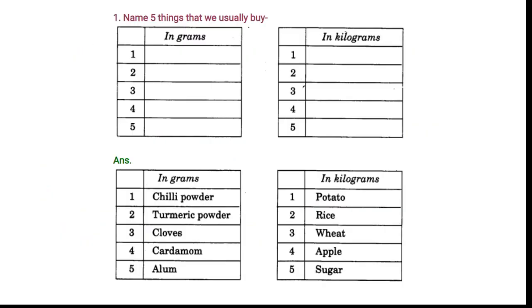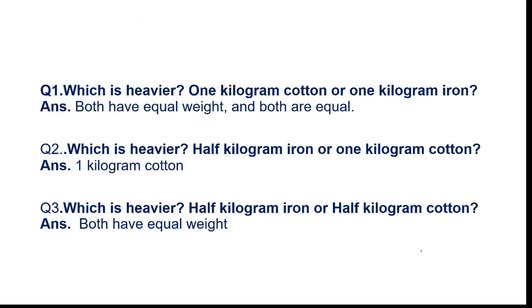Now name 5 things that we usually buy in grams and in kilograms. So children, you all know the things like spices, chili powder, all these we buy in grams, and the things like potato, rice, wheat, apple, sugar we buy in kilograms. So here you can see chili powder, turmeric powder, cloves, cardamom, alum. We use all these things in very small amounts. So here we will use gram and here we will use kg because potato, rice, wheat, apple, sugar we use in big amounts.